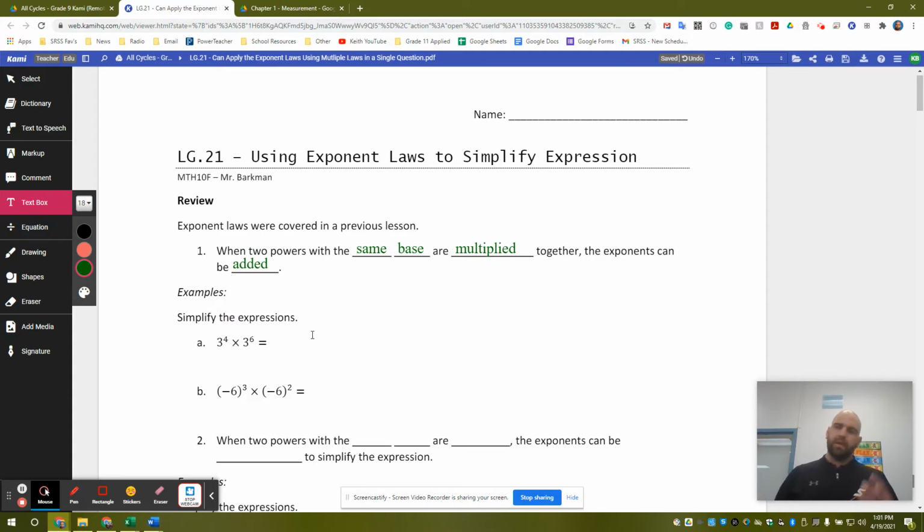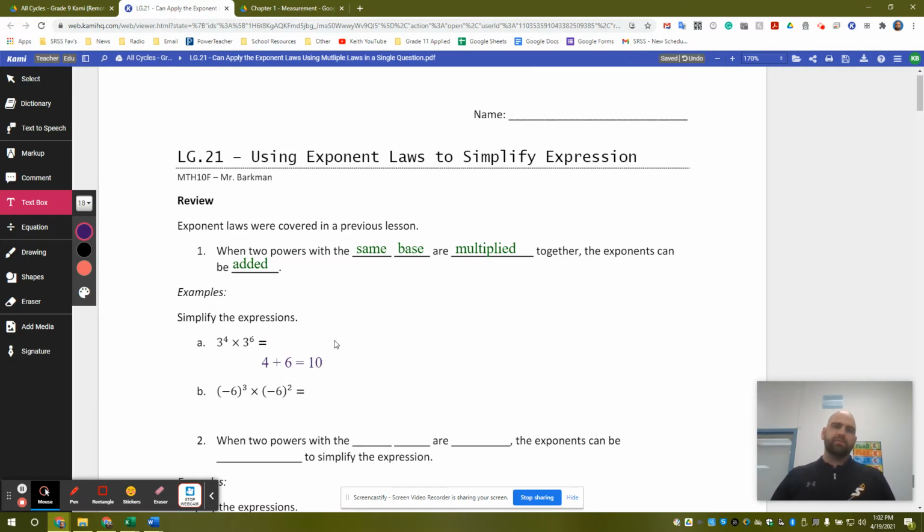Remember with powers, we have our base, we have our exponent, and then the entire thing is a power. So something like this here, we have 3 to the power 4. 3 is our base, 4 is our exponent. In this case, 3 is our base, 6 is our exponent. Now, if we want to simplify them, this should be review. Because these have the same base, both a positive 3, and they're being multiplied together, we can add the exponents. So we can think of it as 4 plus 6 is equal to 10.